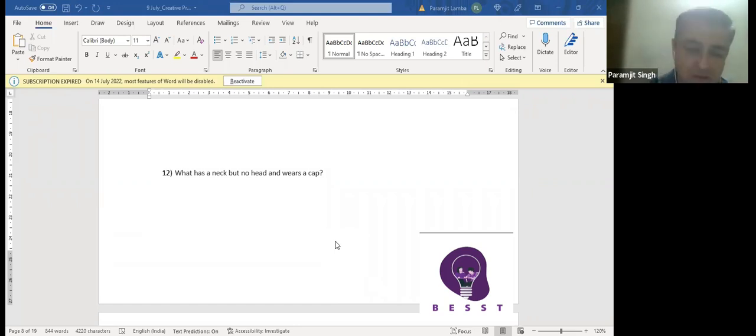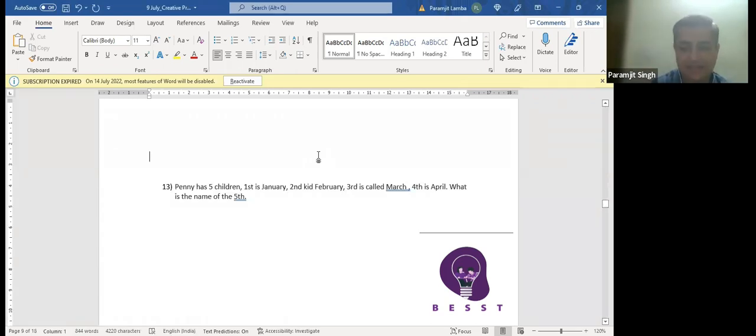It can be a Rooh Afza bottle. It can be a medicine bottle. Any bottle. A bottle has a neck but no head, but it has a cap. Good.